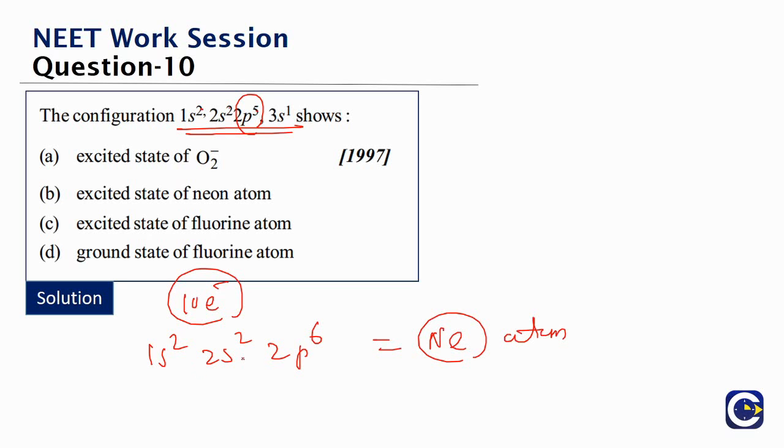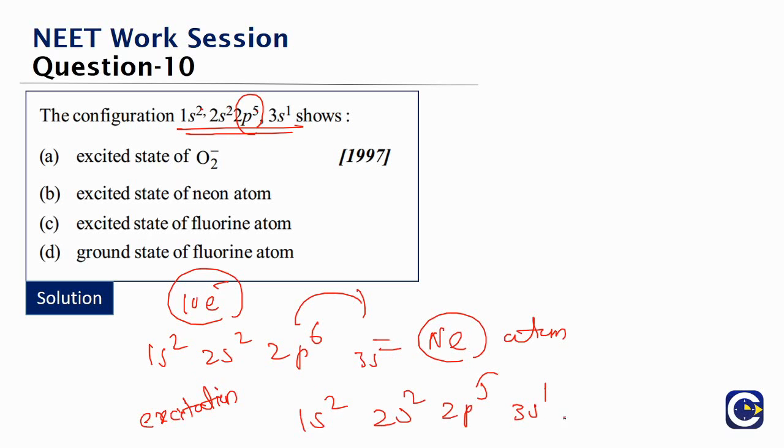Now, if we move one electron from the 2p level to the 3s, this is what we call excitation. So if one electron is excited from the 2p level to 3s, what we are going to have is 1s2, 2s2, 2p5 and 3s1. So what is it representing? It is representing the excited state of neon.